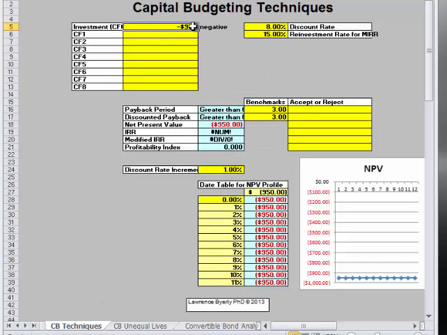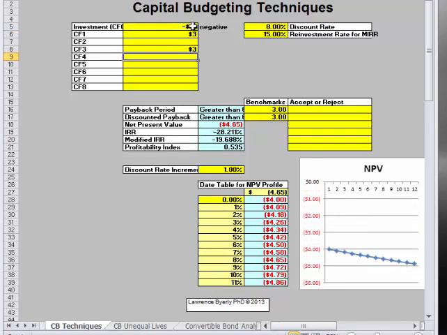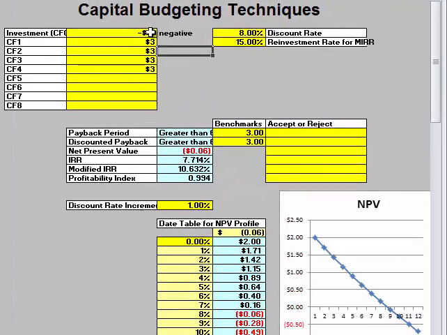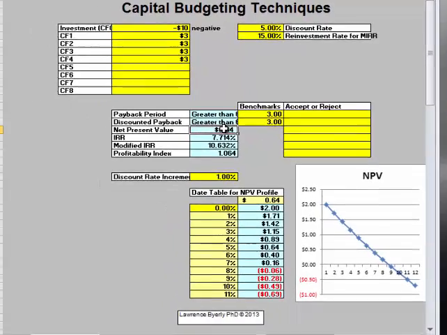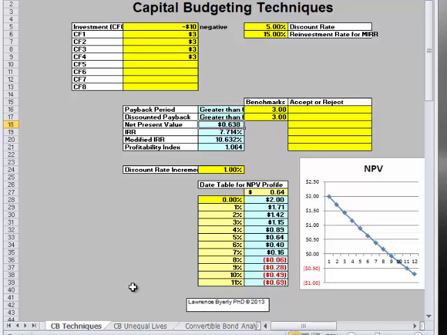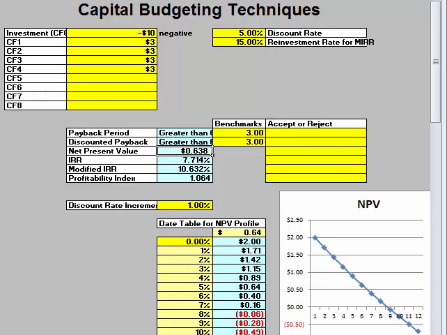So we have negative 10, and then we have 5 years. Excuse me, that's 4 years of 3 million, and interest rates are 5%. So as you can see here, we end up having a net present value of 0.64. So we have 0.64 million. If we expanded that a little bit, we can show there's the answer that we had before, that 0.638 million. So now what happens if interest rates go from 5 to 9?